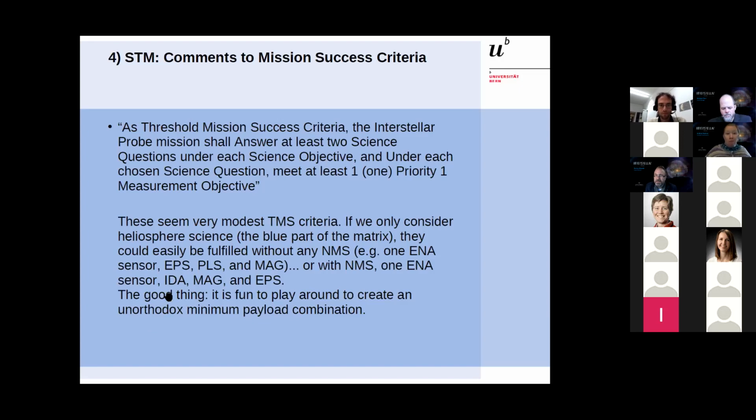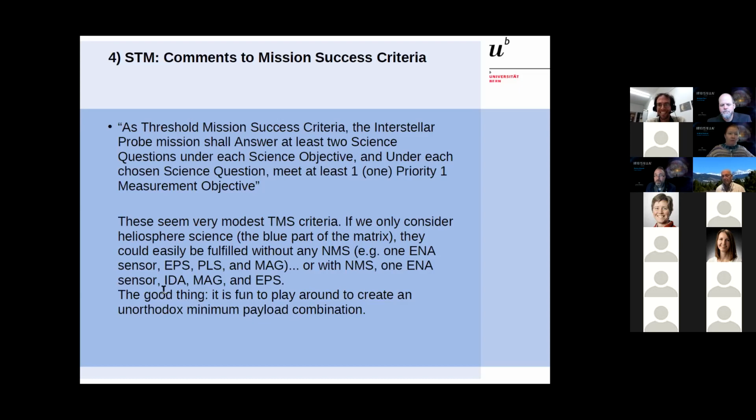Was that the question, by the way? So the observation is that to only answer two of the science questions under each science objective to get down to the threshold mission, we could basically toss out half the payload, half the measurements, and get there. And the corollary then is, why not make that your baseline and not ask for more money for more instruments?